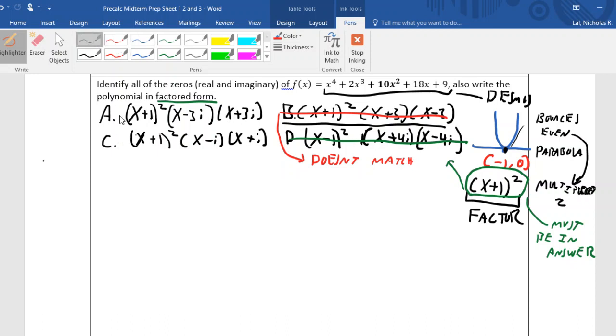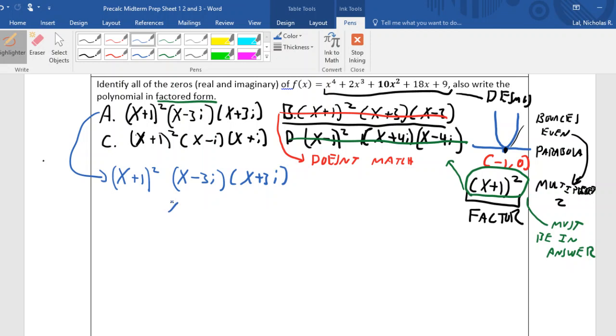Now let's look at answer choice A. In order to make answer choice A match, we need to be able to graph it in Desmos in the first place. But we need to expand by multiplying our complex numbers first before we can graph it. x plus 1 squared, you leave that the way it is. But x minus 3i, x plus 3i, we have to expand this.